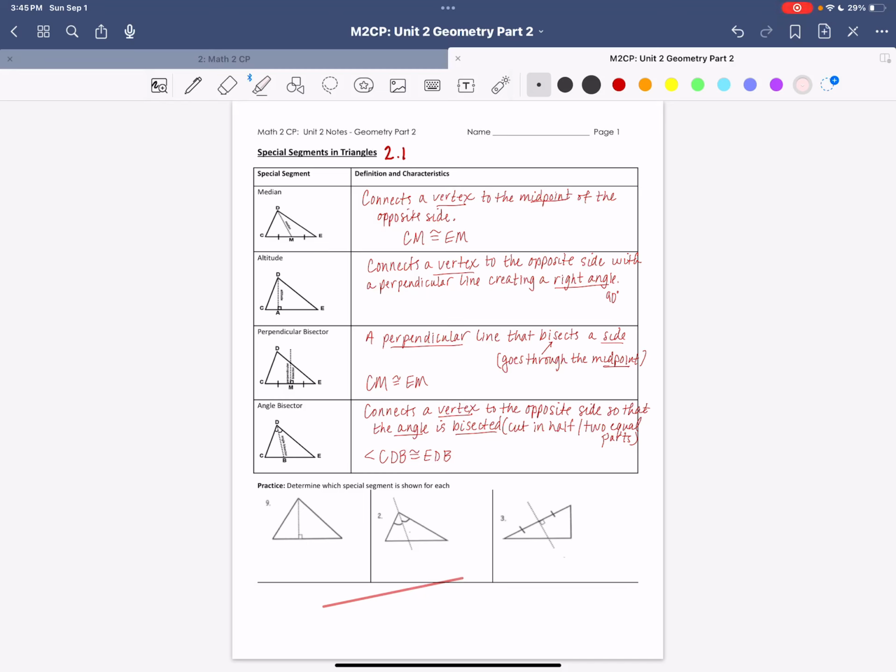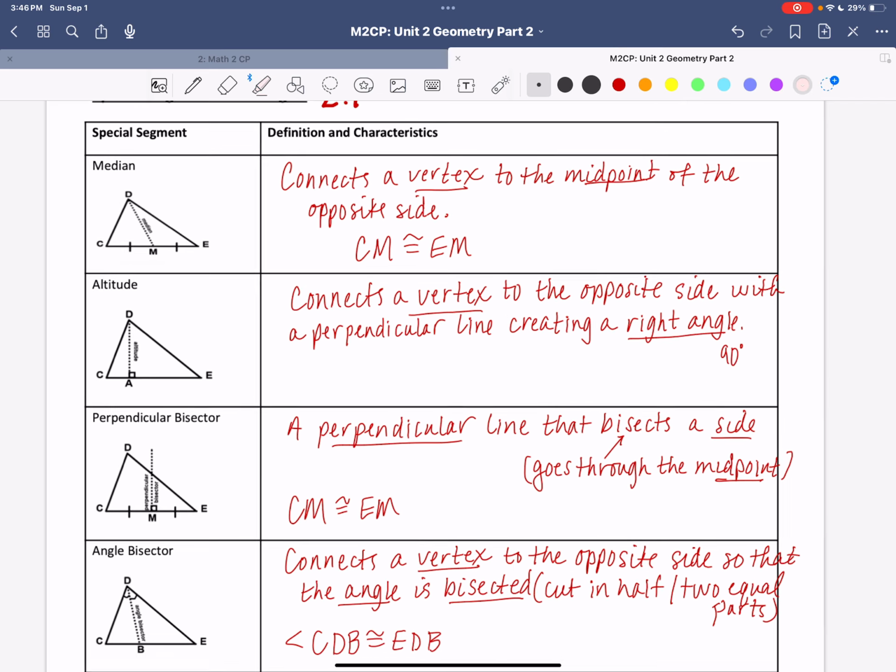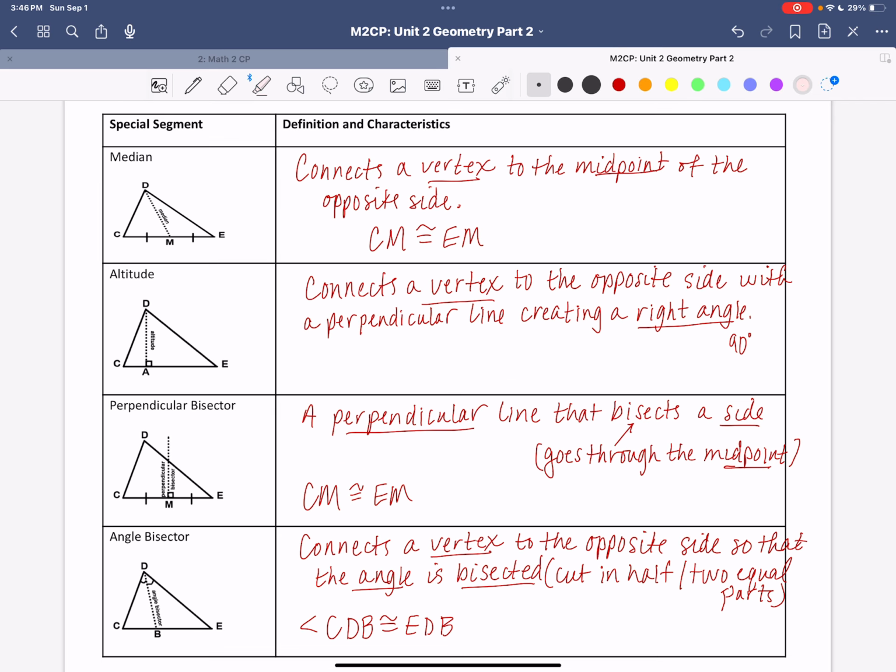All right, hey everyone. Today we're going to talk about special segments in triangles. So first we're going to start with some vocabulary. All right, the first word is median. So median is when it connects a vertex to the midpoint of the opposite side.